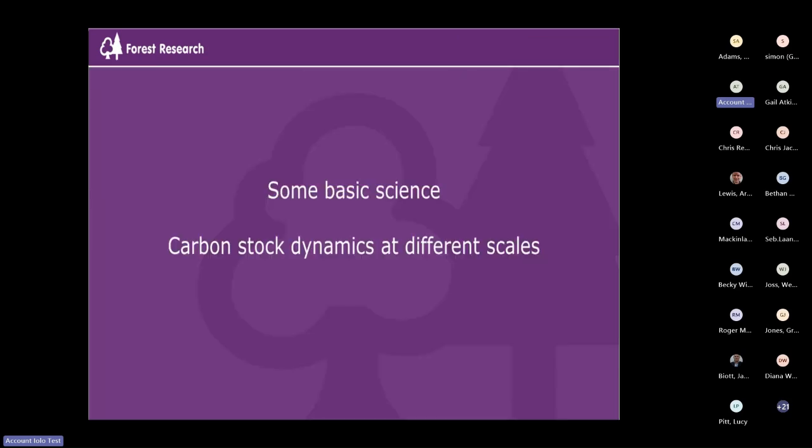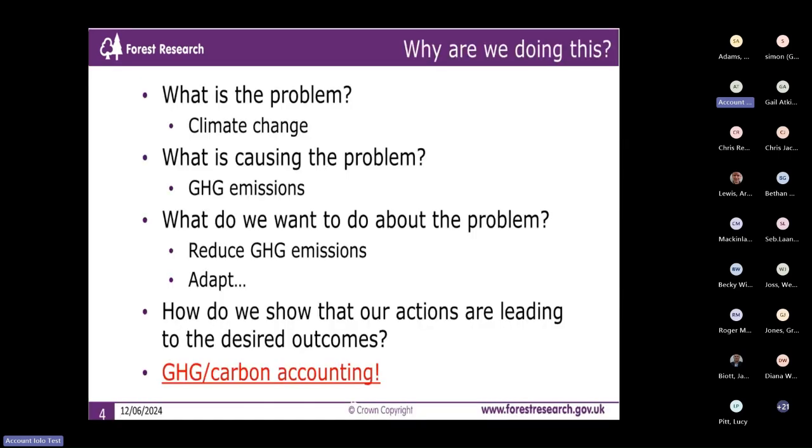So let's start with the basic science. This is basically carbon stock dynamics at different scales. Starting with, why are we doing all of this? Well, what's the problem? The problem is we've got serious climate change taking place. And what's causing the problem? It's the release of greenhouse gas emissions to the atmosphere.